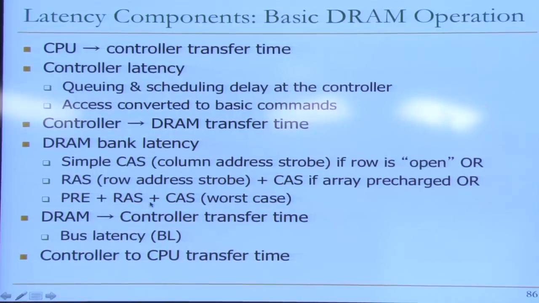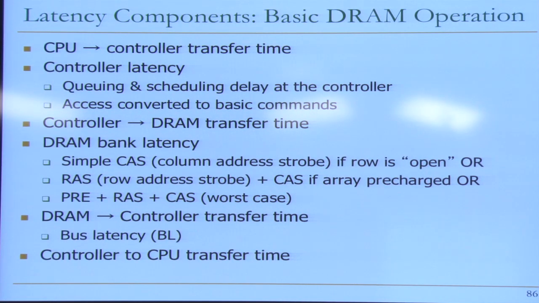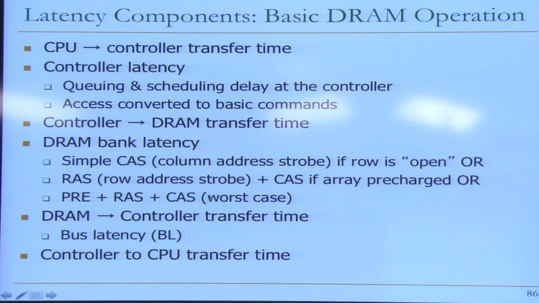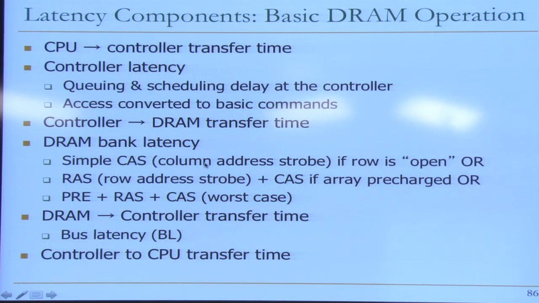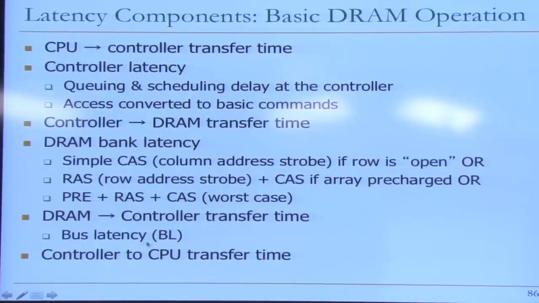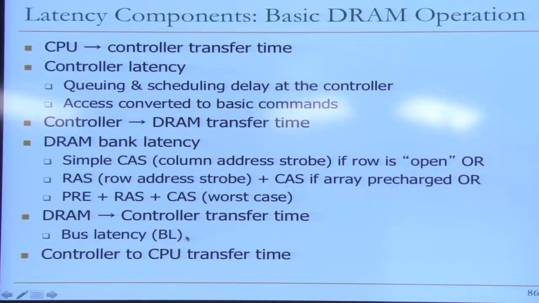And in the worst case, if the array is already activated, it's not pre-charged, but there's a different row in the row buffer, you first need to pre-charge the array, and then send the row address strobe, and then the column address strobe. This is the worst case latency. So the latency is really variable in DRAM. The best case is the row that you're looking for is already in the row buffer. And after that, it's still not done. You need to transfer from the DRAM to the controller, and this takes the bus latency. If you look at DRAM data sheets, you'll see a bus latency timing. And after that, you need to transfer the data from the controller back into the cache hierarchy. Right? This actually takes long and long.